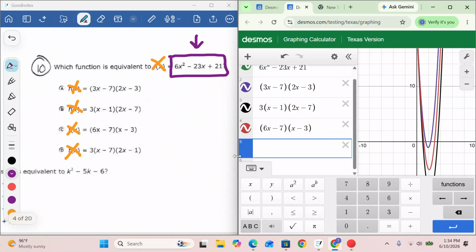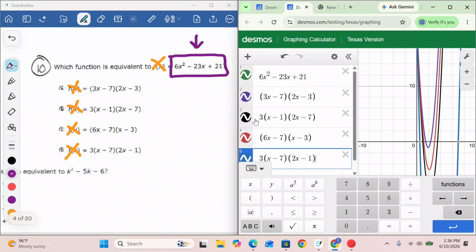And then the fourth one is 3, open parentheses, x minus 7, close parentheses, open parentheses, 2x minus 1, close parentheses. So all I did was input every single one into the problem. So let me go ahead and pause.